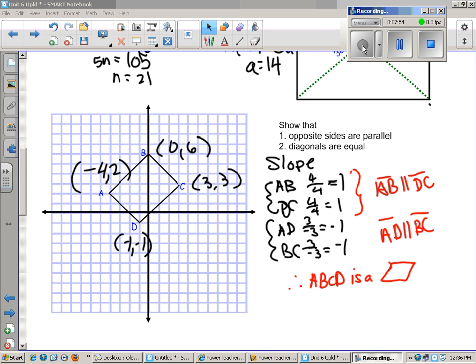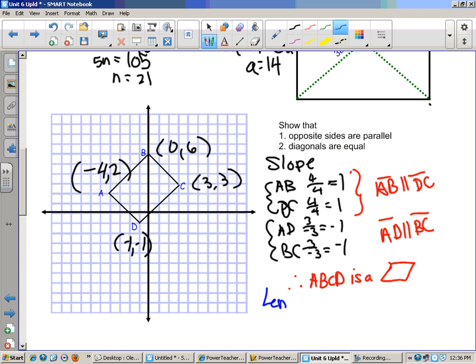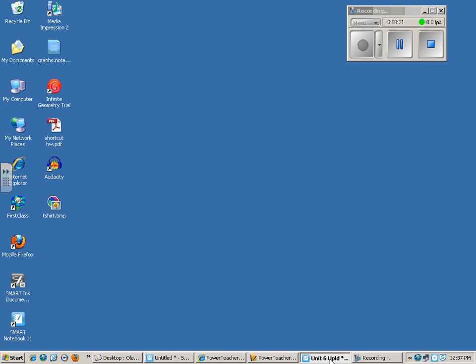But they told us we have to use diagonals or congruent. So what do I have to use to prove diagonals are congruent? Distance formula, right? I'm going to find the lengths of BD and AC. All right, so do that.